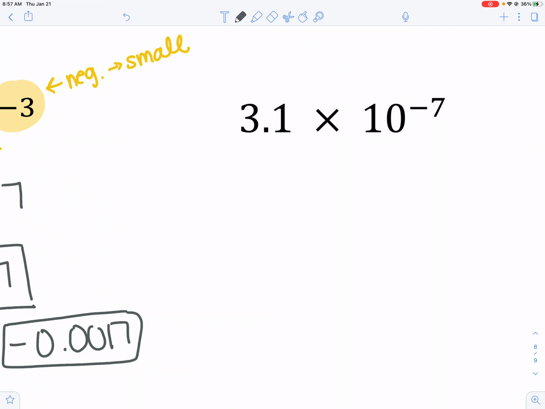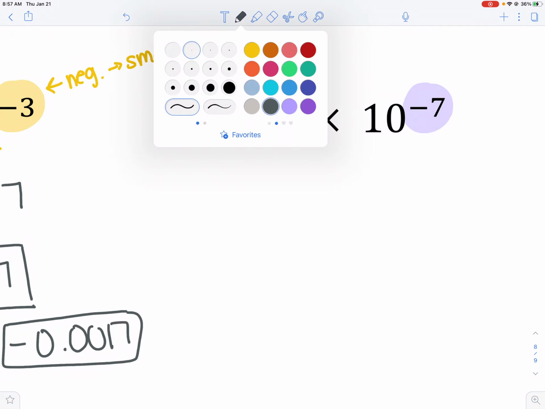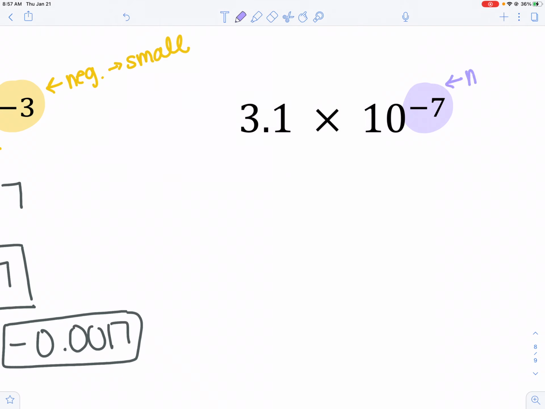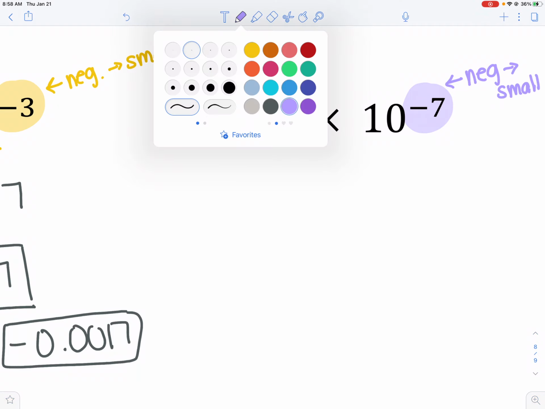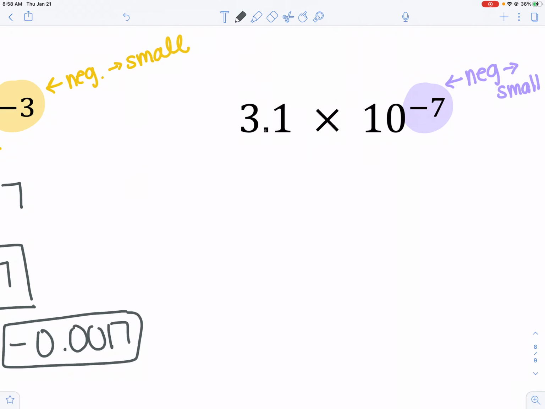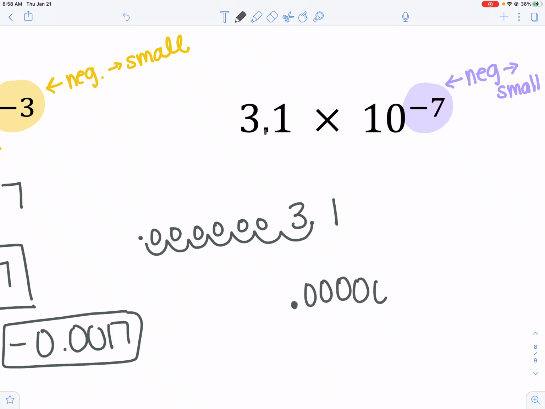3.1 times 10 to the negative 7. Again, because that exponent is negative, I need to make this number smaller. So I need to move my decimal to the left 7 spots. So I'm going to rewrite it: 1, 2, 3, 4, 5, 6, 7. Fill in the zeros, and so my final answer would be that right there. Again, you could write a 0 in front if you wanted.